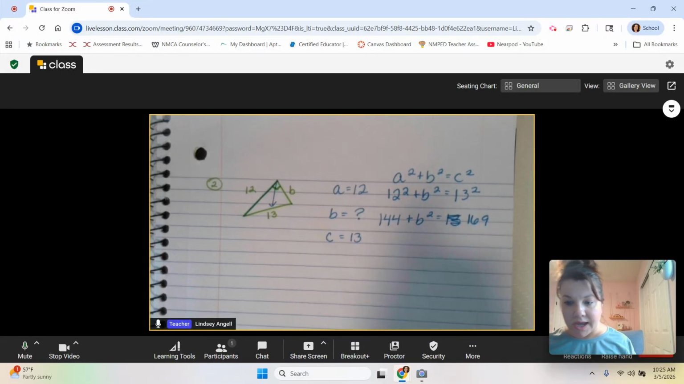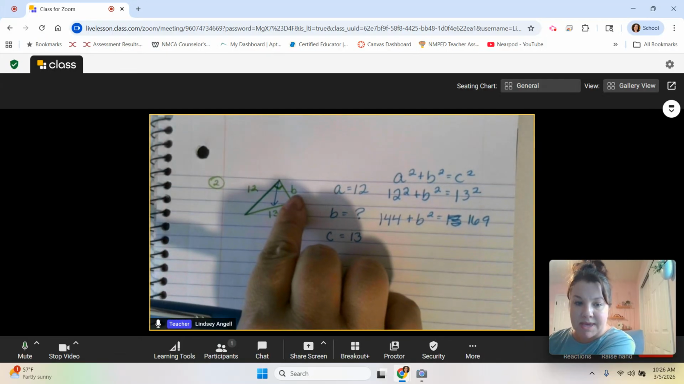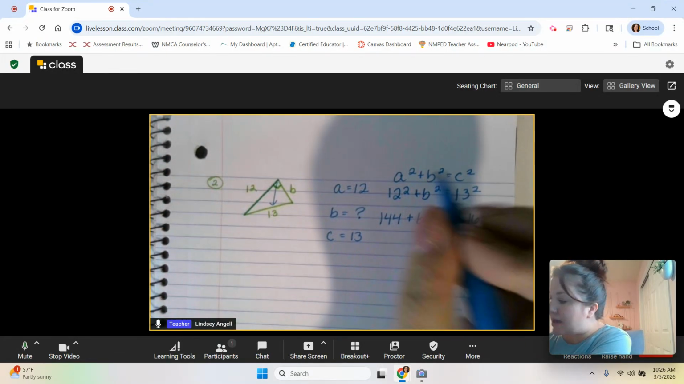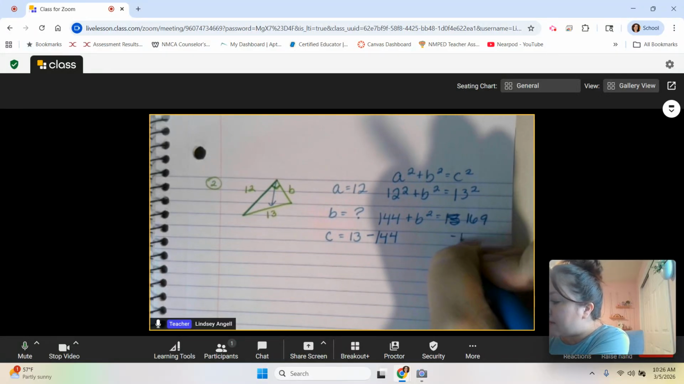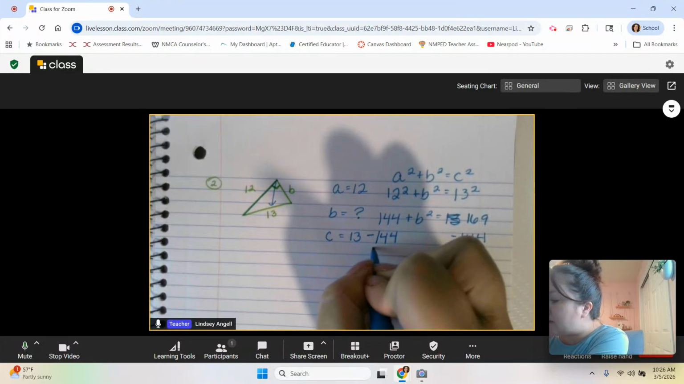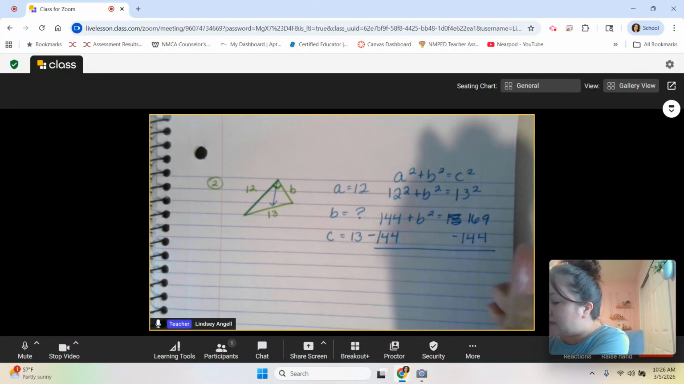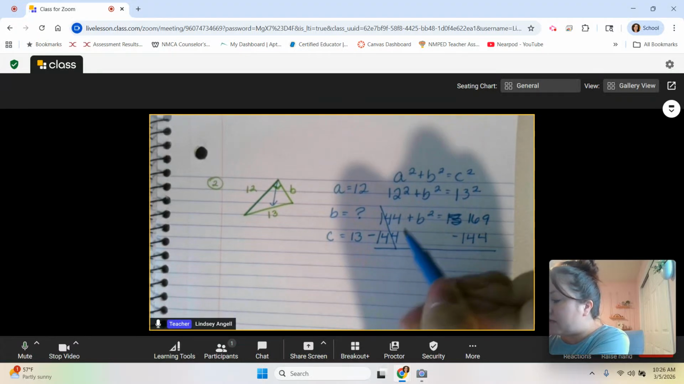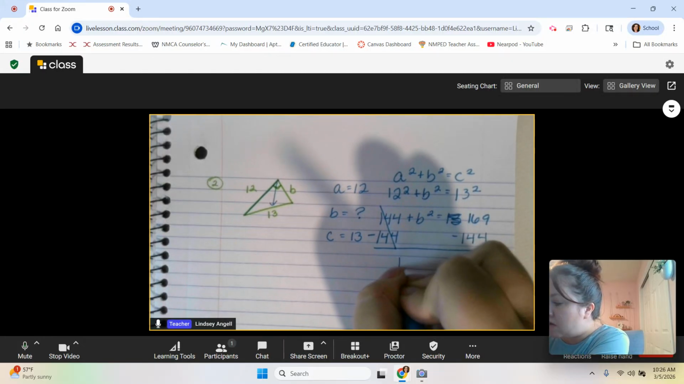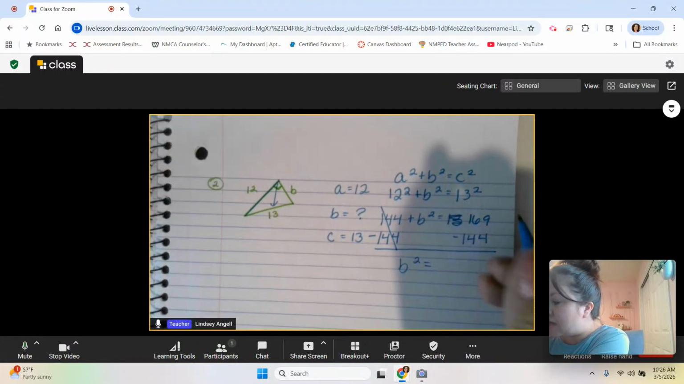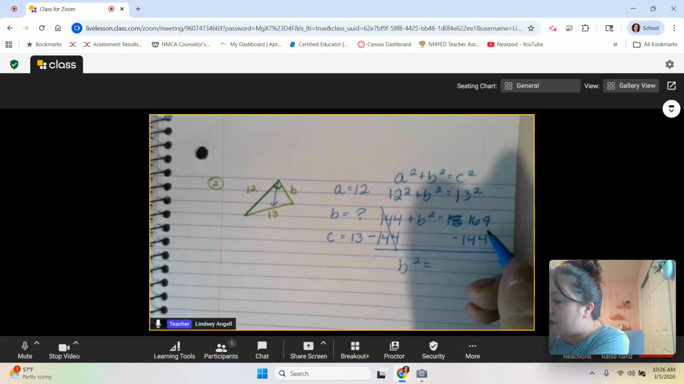Okay? After that, again, my goal is to get my variable by itself. In this case, I'm trying to figure out what b is equal to. So I'm going to work opposite or backwards from the order of operations. I'm going to subtract 144 from both sides. They'll cancel over here, right? Because 144 minus 144 is 0. We're left with b squared equals, and then let's see here, 169 minus 144, I think is 25, right?